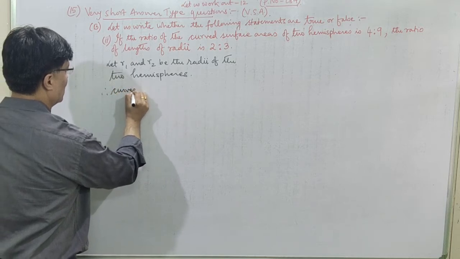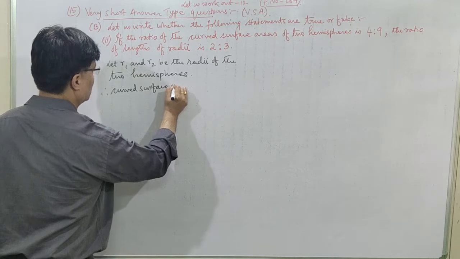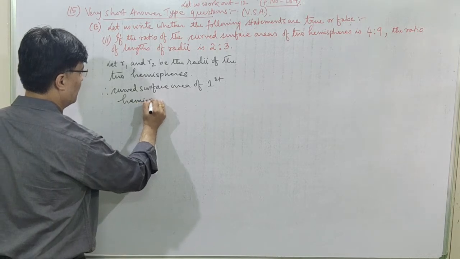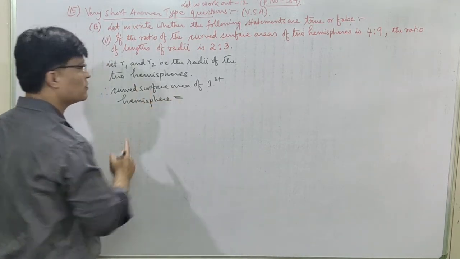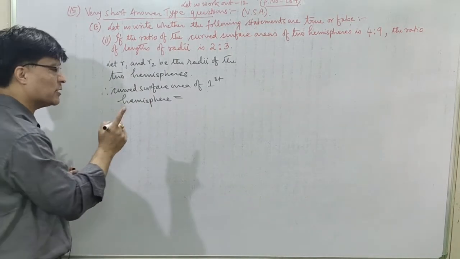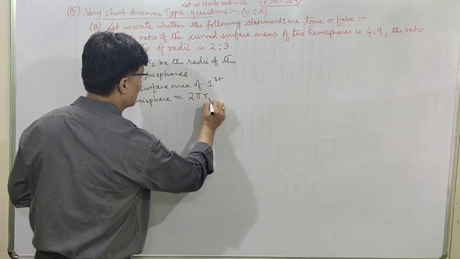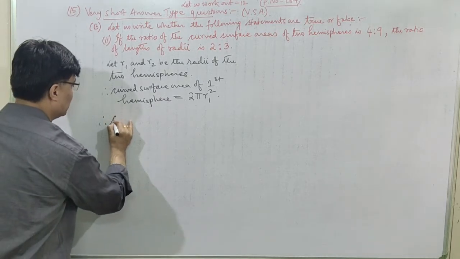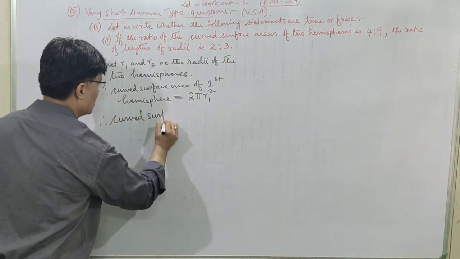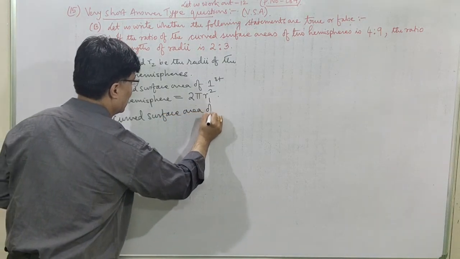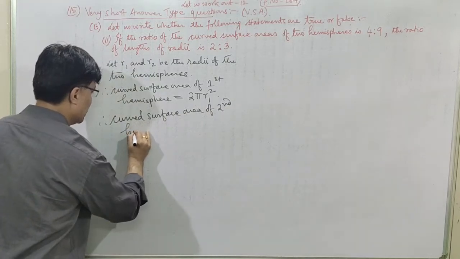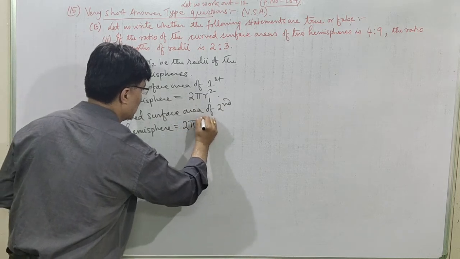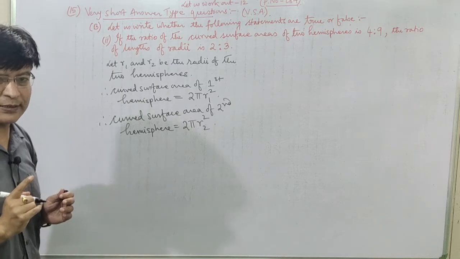Therefore, curved surface area of the first hemisphere is equal to, only curved surface area is mentioned here. So what is the curved surface area of the first hemisphere? It is 2 pi r1 square. Similarly, you can write down the curved surface area of the second hemisphere. Curved surface area of the second hemisphere is equal to 2 pi r2 square. I think you have understood it.